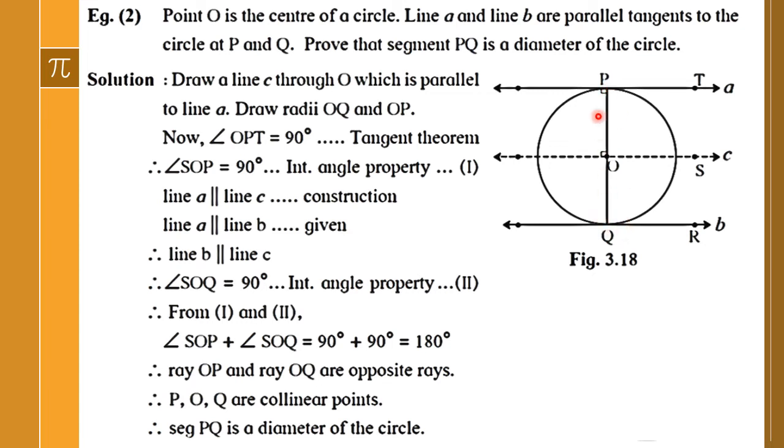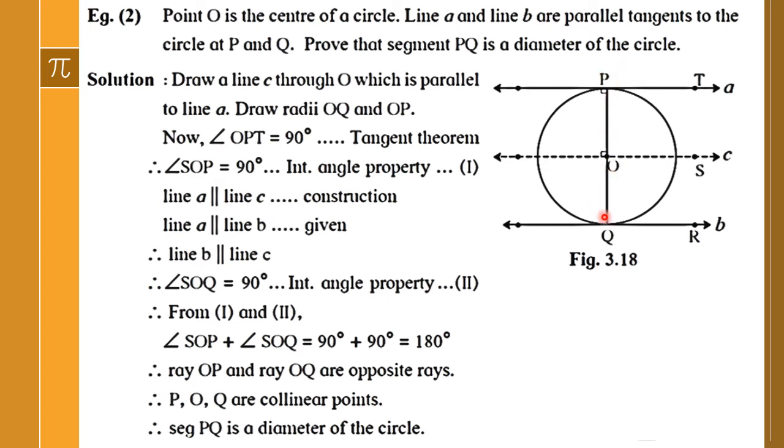Now we need to prove that this segment PQ is the diameter of the circle. So these two tangents are parallel and we need to prove that this segment is the diameter of the circle. For that, what construction is done here? The dotted lines show the construction. So draw line C through the center O, which is parallel to line A. Once you draw this, we join OQ and OP and see that OP and OQ are radii of the circle.